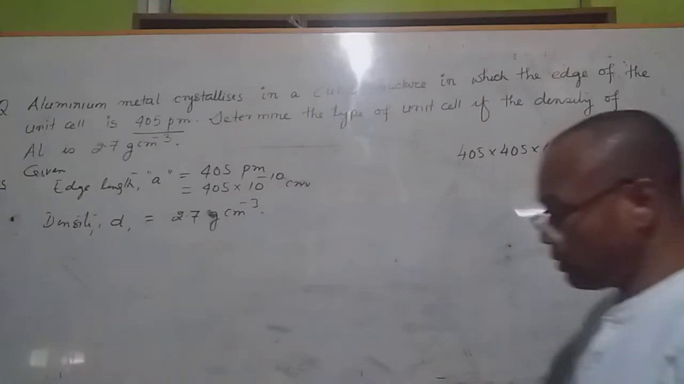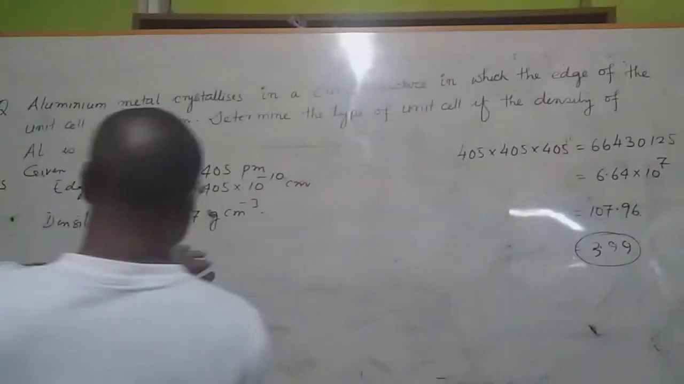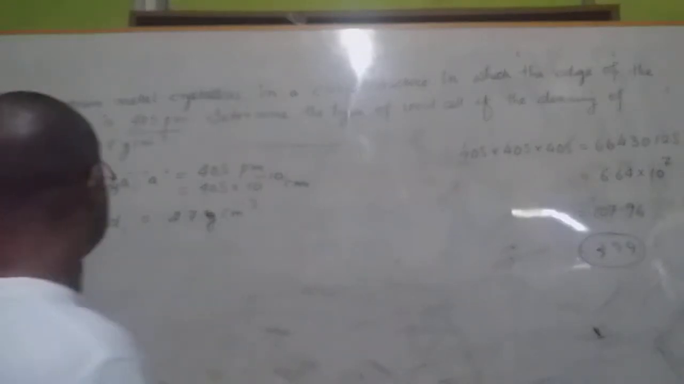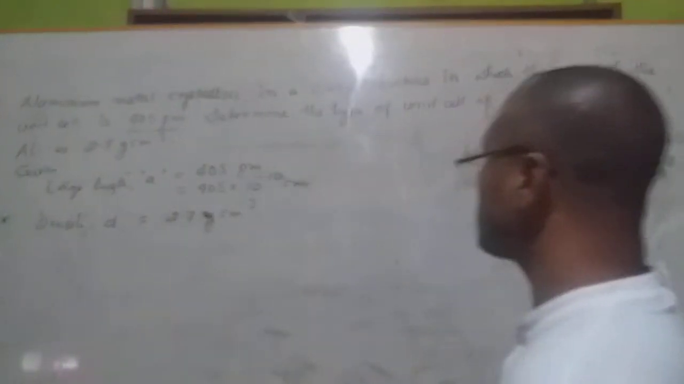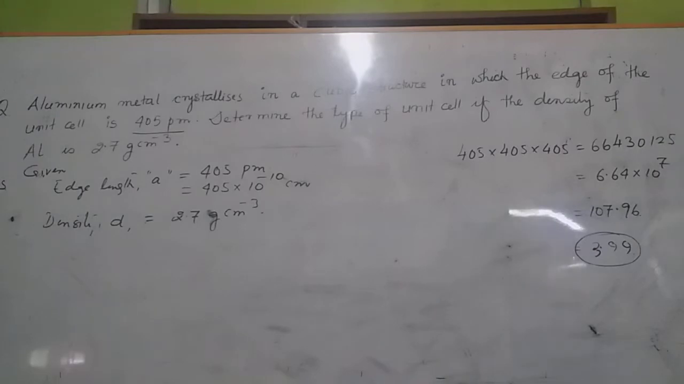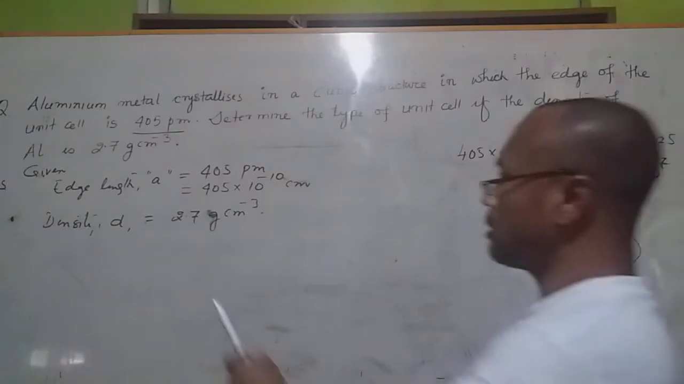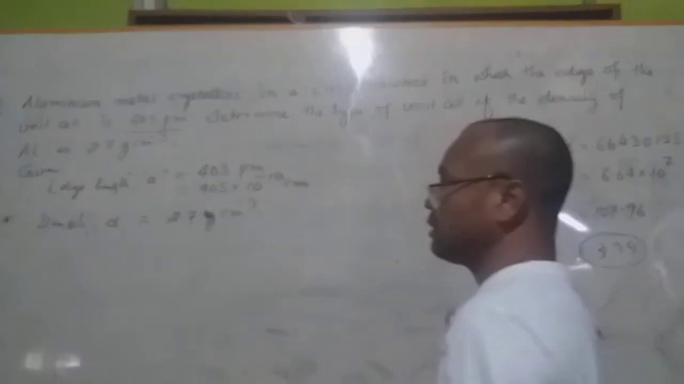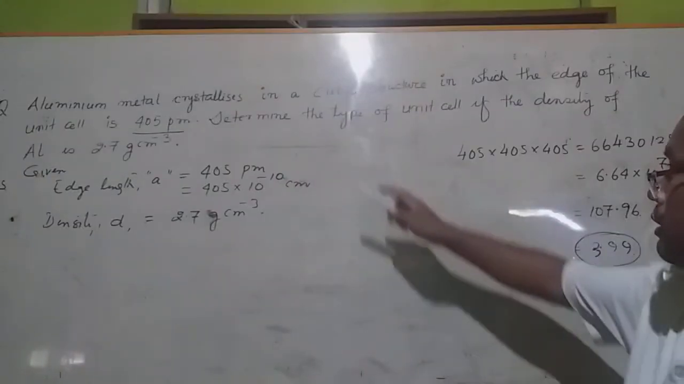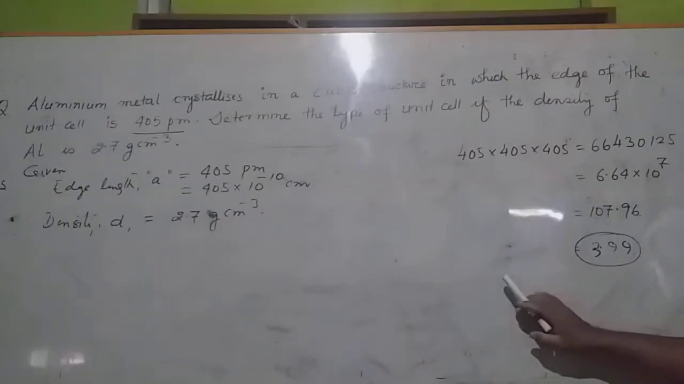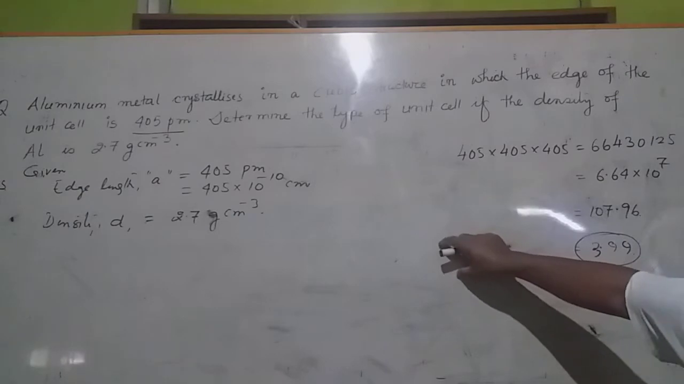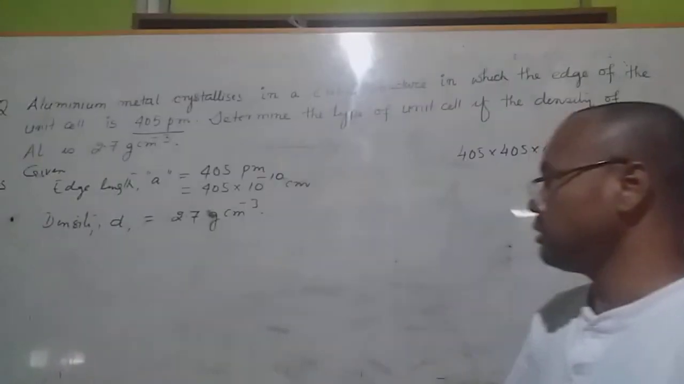Here is the question from the solid state. The question is: aluminum metal crystallizes in a cubic structure in which the edge of the unit cell is 405 picometer. Determine the type of unit cell if the density of aluminum is 2.7 gram per centimeter cube.